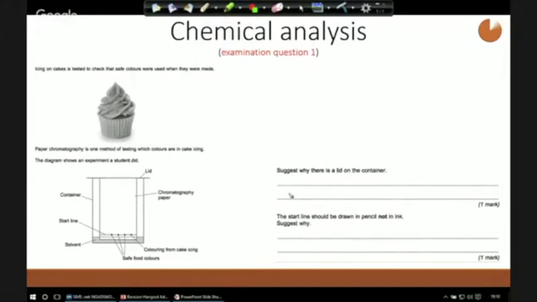Well, let's look at the first question. In this first part, if there's a lid on the container, essentially what we're going to be stopping is our solvent from evaporating and going out. So it's simply to prevent evaporation.